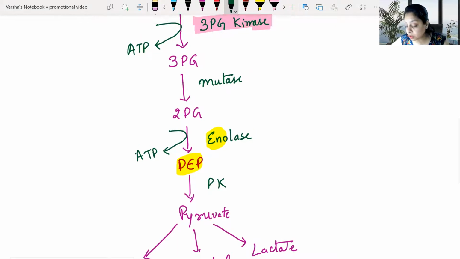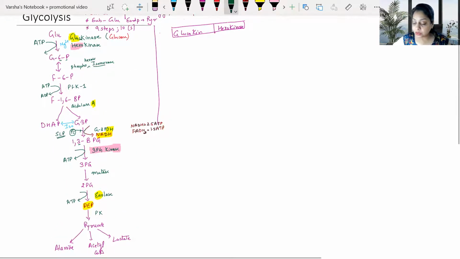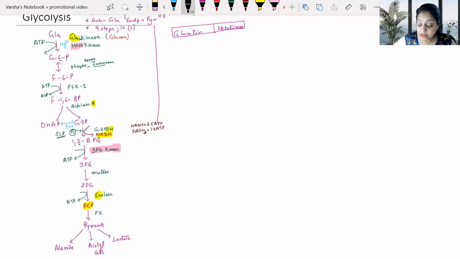So these are all the phases. I'm going to zoom out a little bit so that I can add the notes. What kind of notes? See the first half of the cycle. In this half of the cycle, we are utilizing the ATP, right? So this is what we call the investment phase. You can write it down. This is an investment phase.